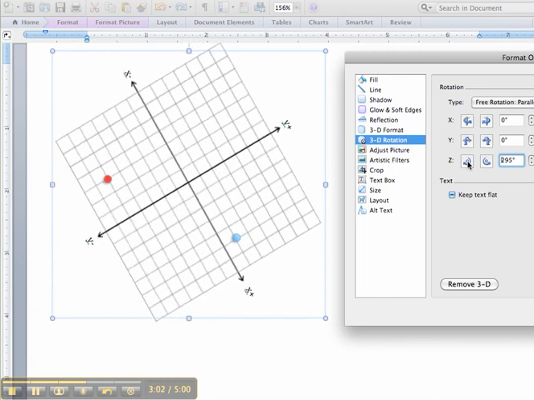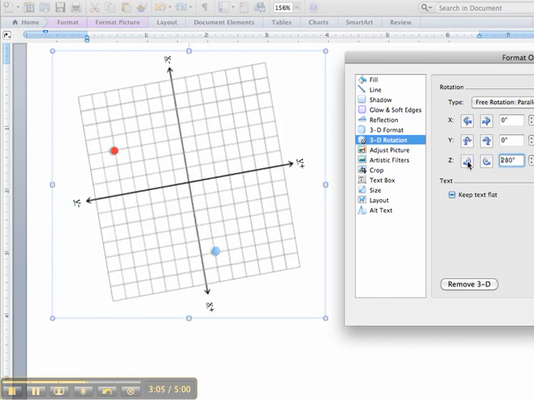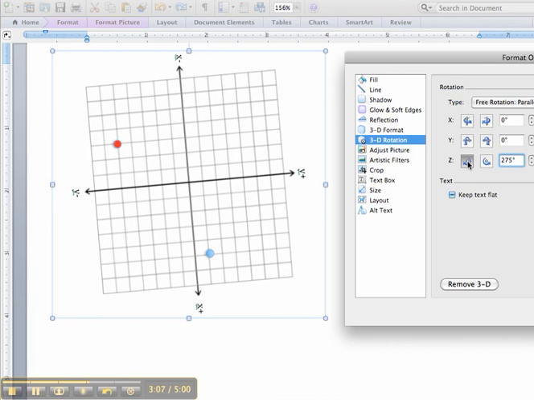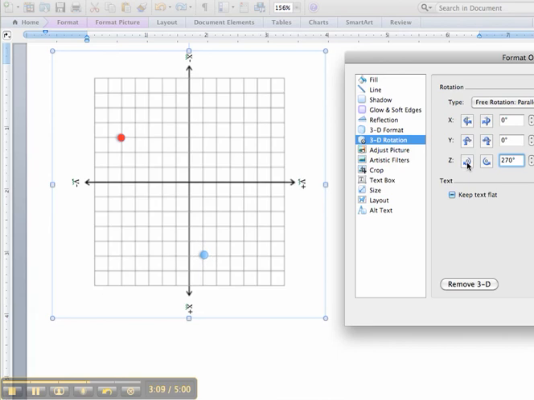Don't get too stuck. Alright, so that's kind of what we want. Now it's flat. It's just a 90-degree rotation to the right.